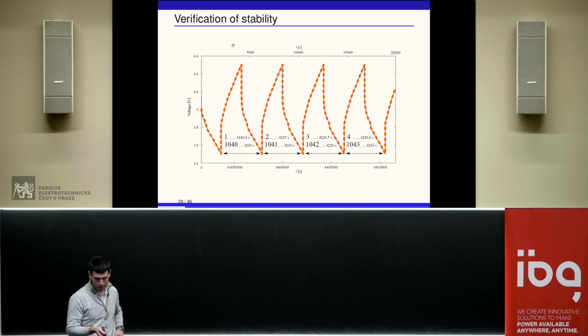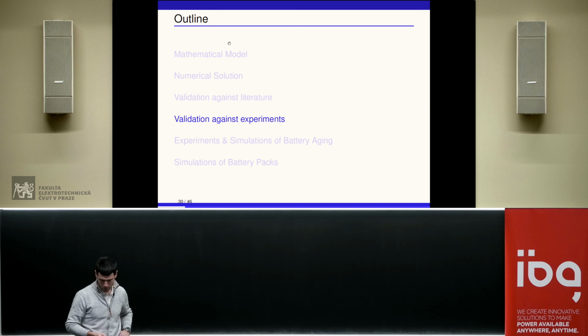And now we did it without the aging, without the parasitic currents, and ran maybe 1,000 cycles. And we see that the model is extraordinarily stable, that the voltage curve in the first cycle and in the 1000th cycle is exactly the same. Now we will see how it looks when we also incorporate aging.